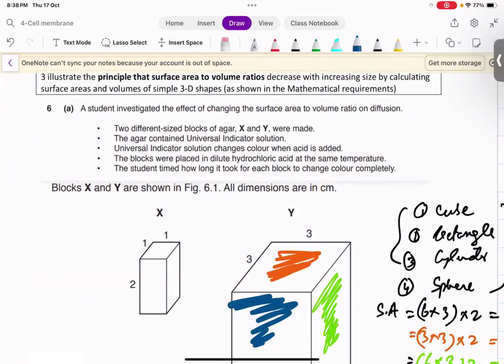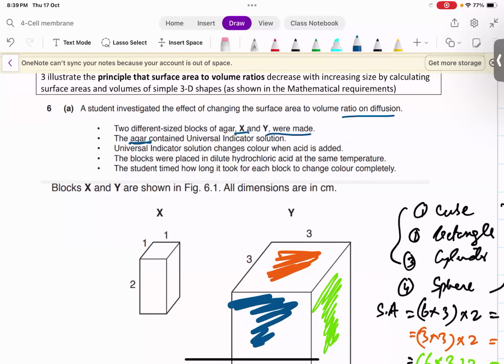A student investigated the effect of changing the surface area to volume ratio on diffusion. Two different sized blocks of agar, X and Y, were made. The agar contains universal indicator solution. Agar is actually a colorless jelly-like substance that solidifies at room temperature, and a dye is mixed into it, and that makes agar blocks that have the color that the dye has been added into it.